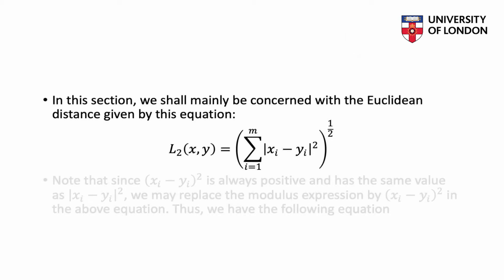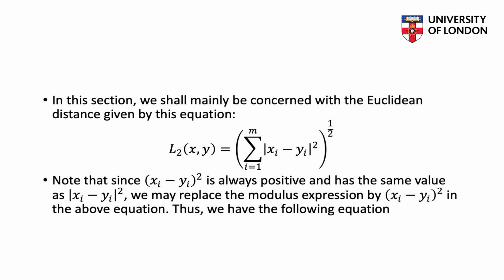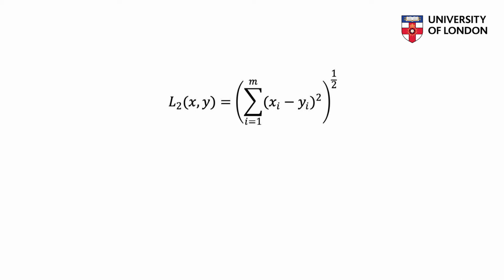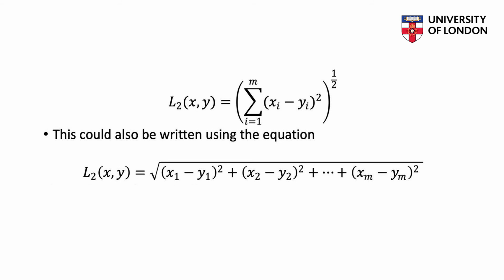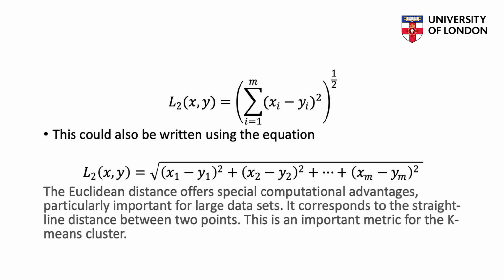Note that since the square of xi minus yi is always positive and has the same value as the square of the modulus of xi minus yi, we may replace the modulus expression by the square of xi minus yi in the above equation. Thus, we have the following equation. This could also be written using this equation. The Euclidean distance offers special computational advantages, particularly important for large data sets. It corresponds to the straight line distance between 2 points. This is an important metric for k-means clustering, and we'll get to use it later.